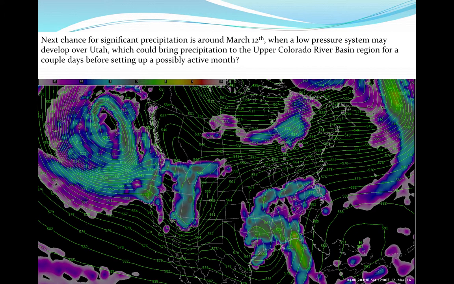Looking out even a little bit further with our weather models, we might have a good shot at precipitation around March 12th when we could see a trough develop over Utah, and that could potentially set up an active weather pattern for the rest of the month. So we're crossing our fingers.